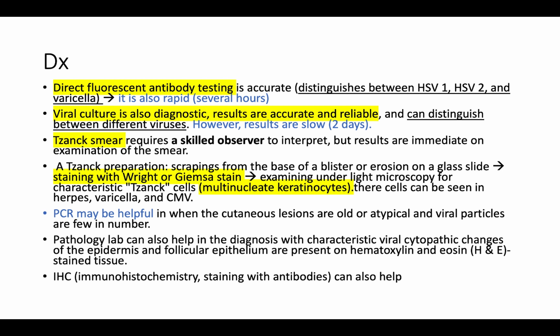You can do multiple testing on a viral culture, including PCR. Honestly, if the Tzanck smear is something you can do in a primary setting, in a tertiary setting the first thing you would want to go to is PCR. It's specific enough, it is very good. You can do it on the cutaneous lesion, and it's not very expensive, it's cheaper than fluorescent antibodies.